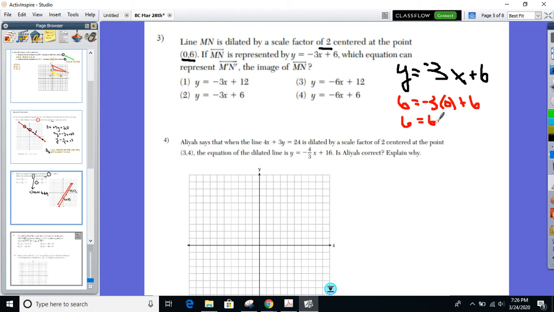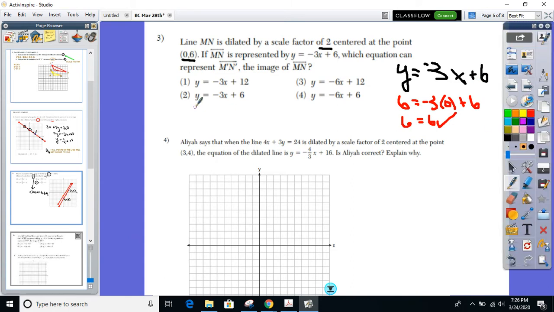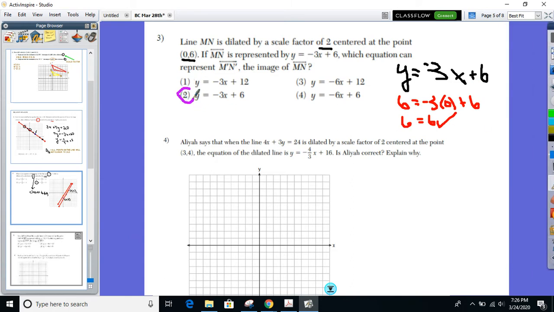I know some of you are probably saying, well, isn't 0, 6 the y-intercept? And you could tell 6 was the y-intercept from the equation. You can do that way as well. But we just showed right here that this point, 0, 6 is on the line. So what did we say? If the center of dilation is on the line, the image is the same line you started with. So we started with y equals -3x + 6, and that is going to be our final line. Because all the points are getting further away, sure, but they're going to stay on the line.